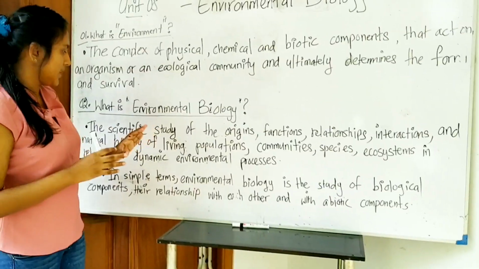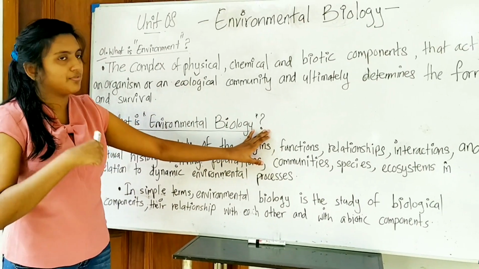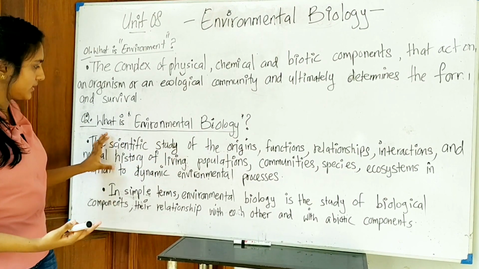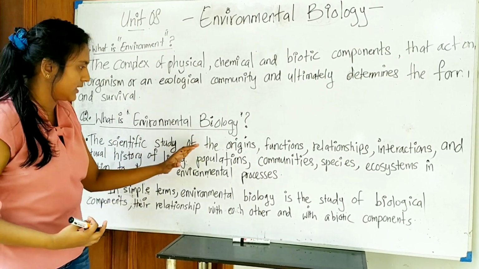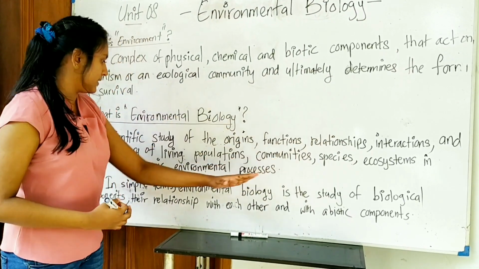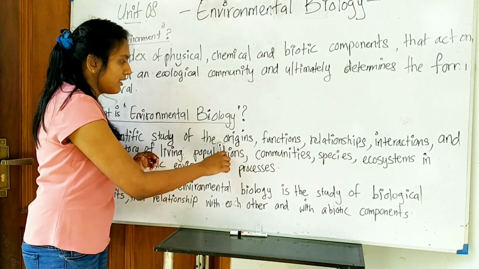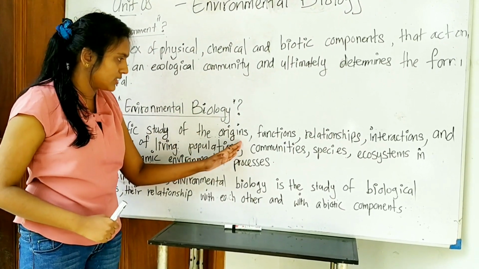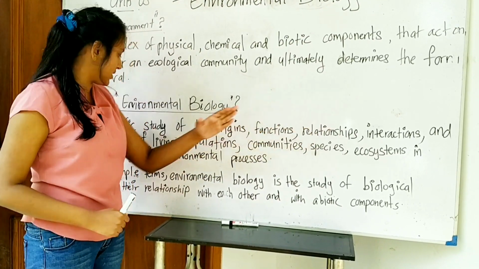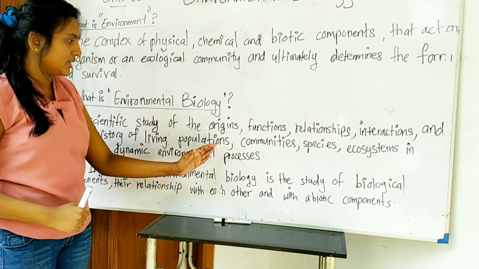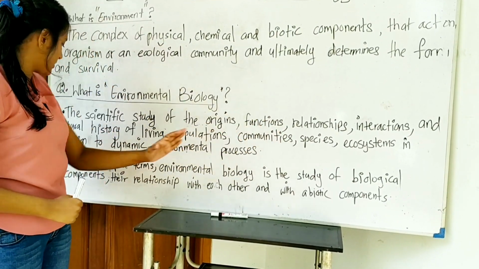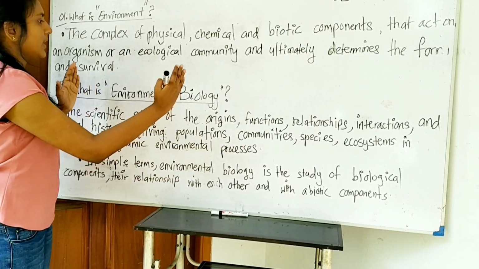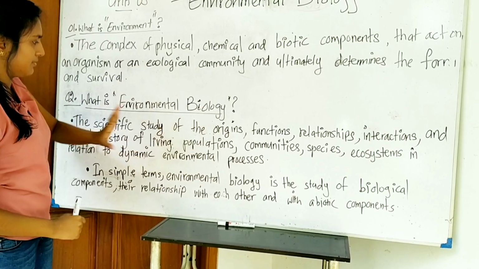Since there is a standard definition for environmental biology, this is the definition that needs to be written if asked in the exam. It states that it is a scientific study of everything that surrounds an individual. The word everything comprises this whole set of words: scientific study of origins, functions, relationships, interactions and natural history of living populations, communities, species and ecosystems in relation to dynamic environmental processes. This is the standard definition.